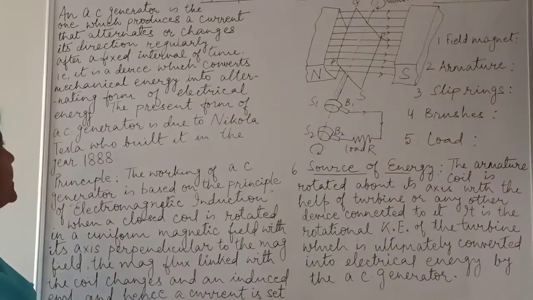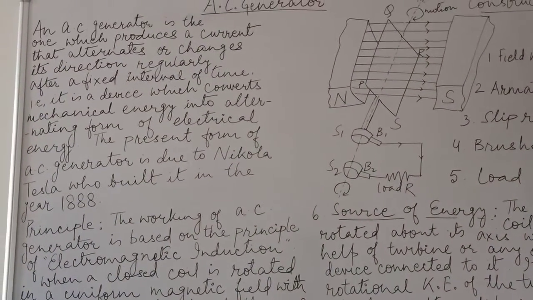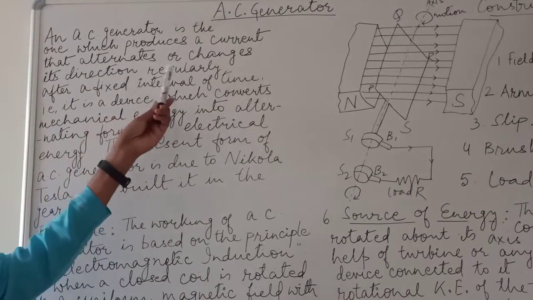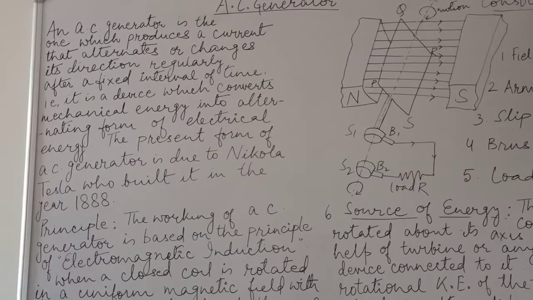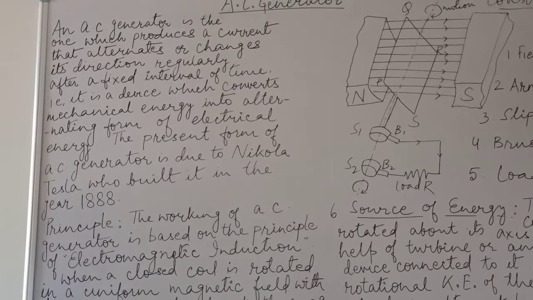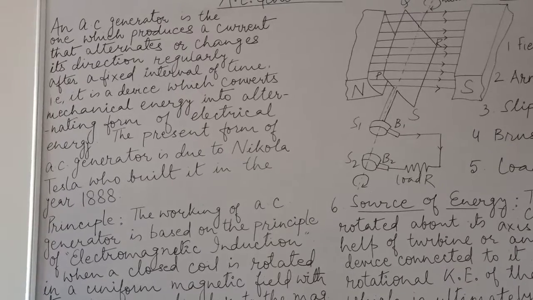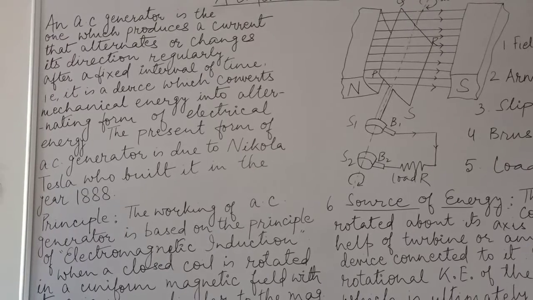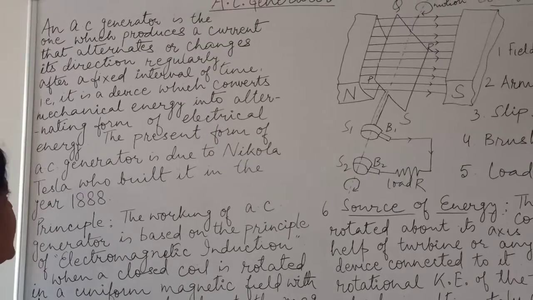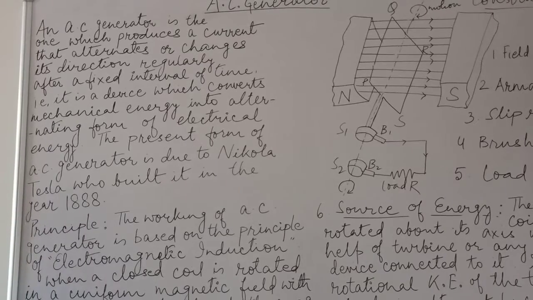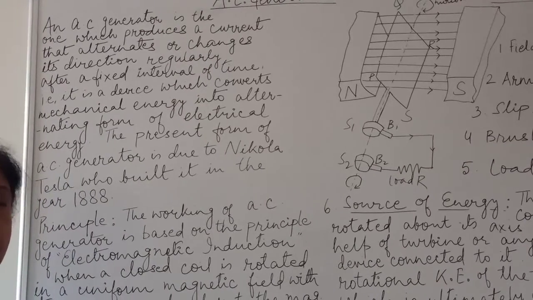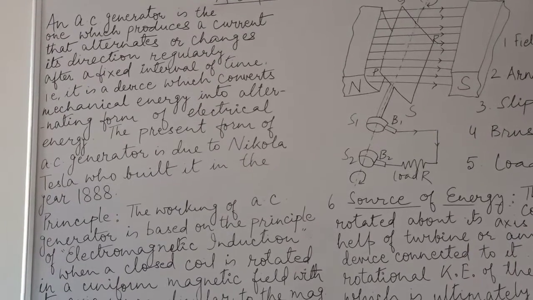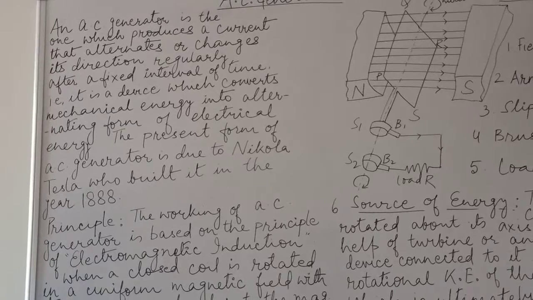An AC generator is one which produces a current that alternates or changes its direction regularly after a fixed interval of time. That is, it is a device which converts mechanical energy into electrical energy. The present form of AC generator is due to Nikola Tesla, who built it in the year 1888.